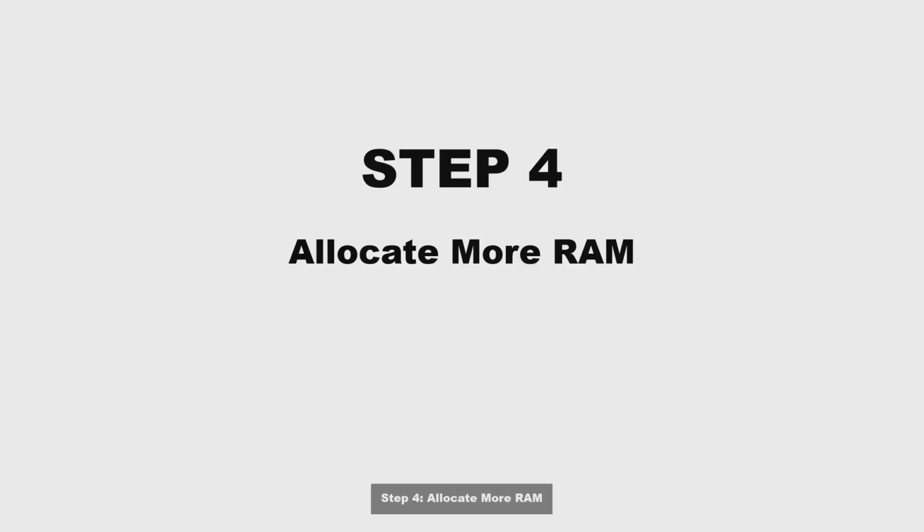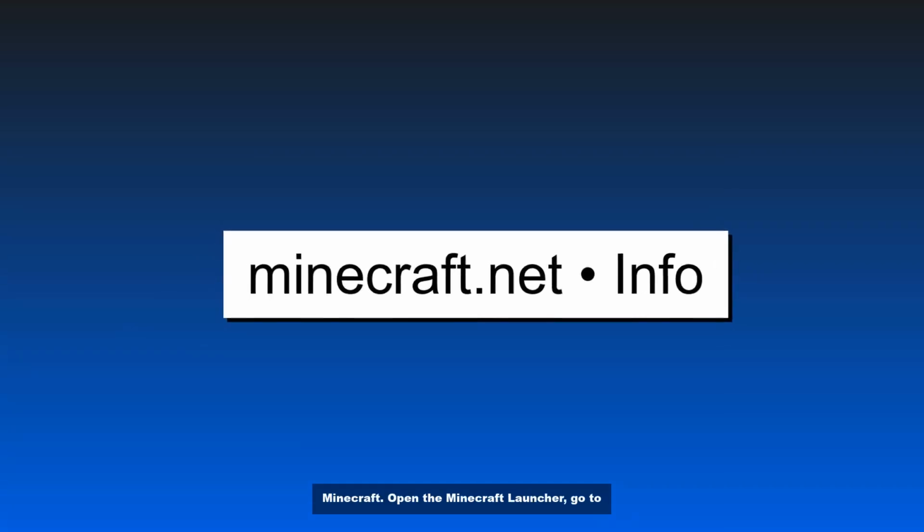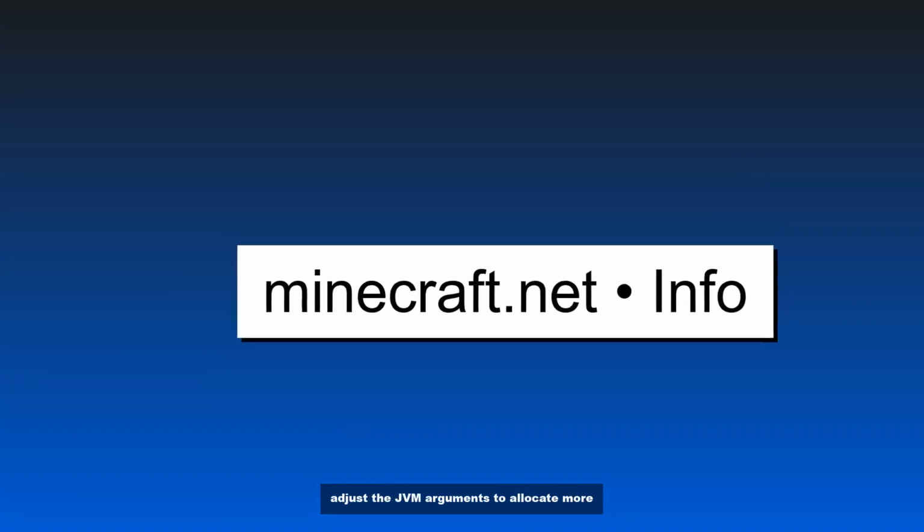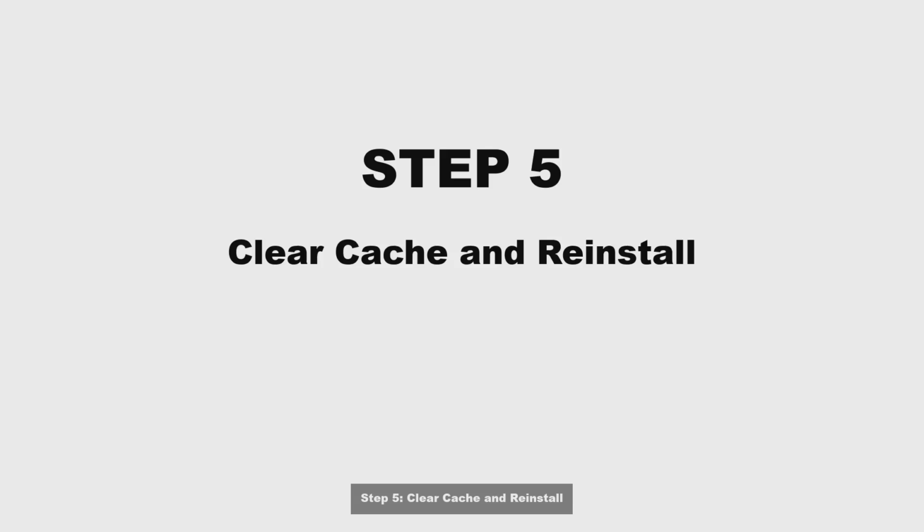Step 4. Allocate more RAM. Increase the amount of RAM allocated to Minecraft. Open the Minecraft launcher, go to Installations, select your profile, and adjust the JVM arguments to allocate more memory, e.g. -Xmx2G for 2GB.